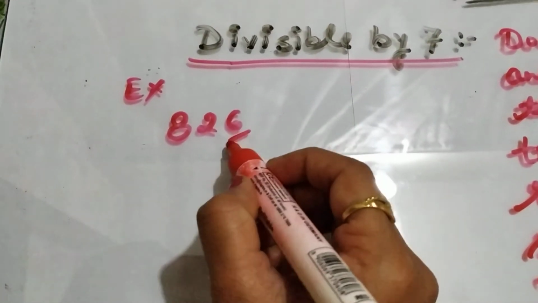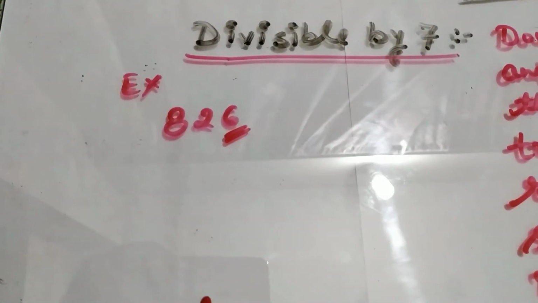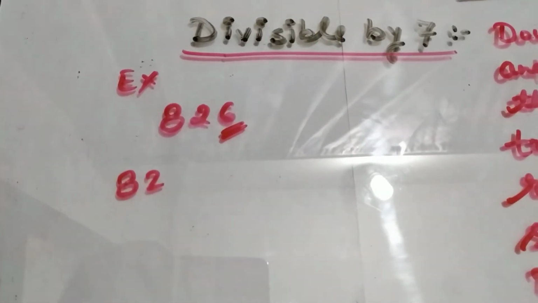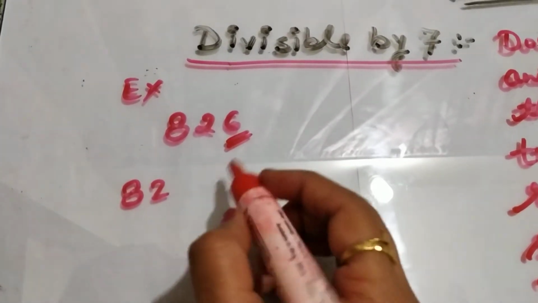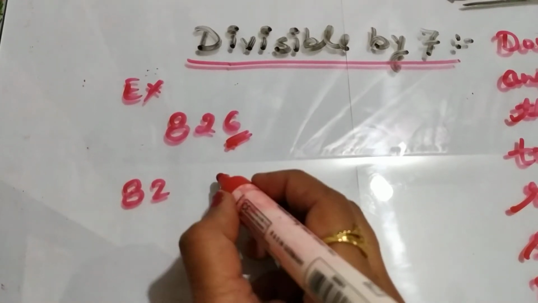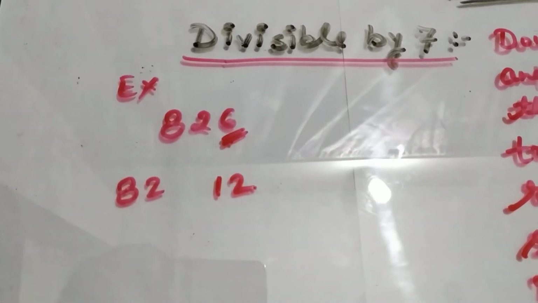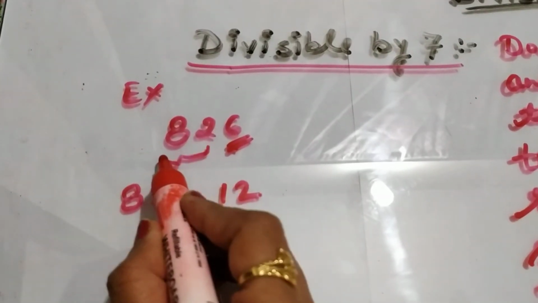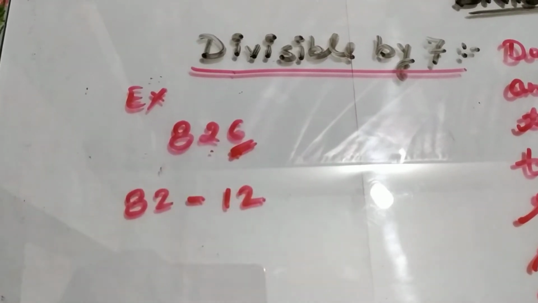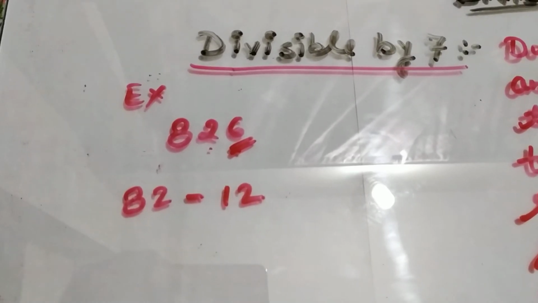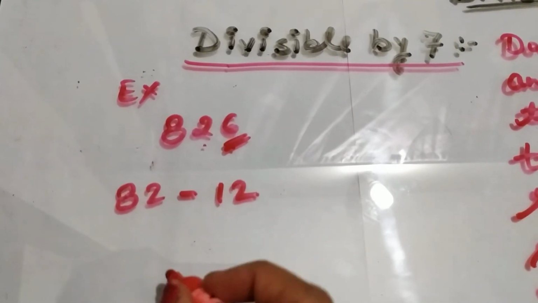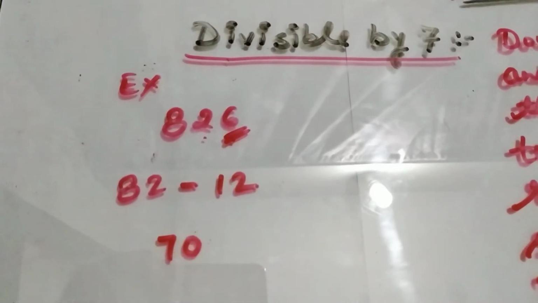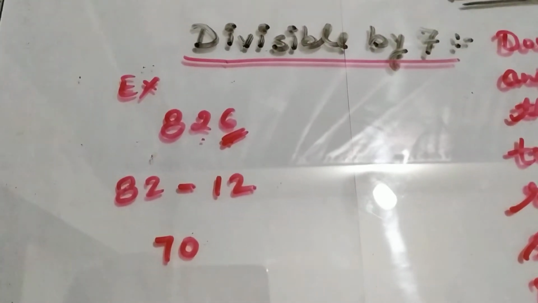So just double the last digit. What is remaining? 82 is remaining. Double the last digit: 6 twos are 12. And subtract it from the remaining number. Remaining is 82. 82 minus 12. What do you get? You get 70. And 70 is divisible by 7.